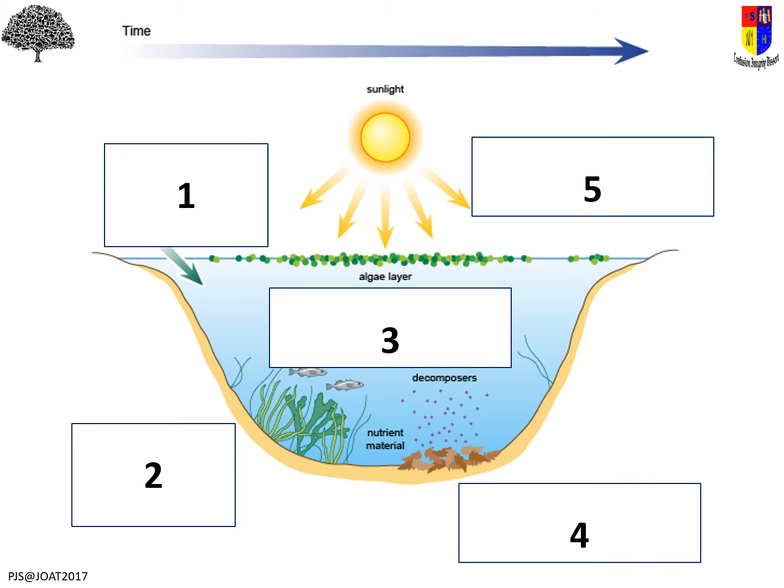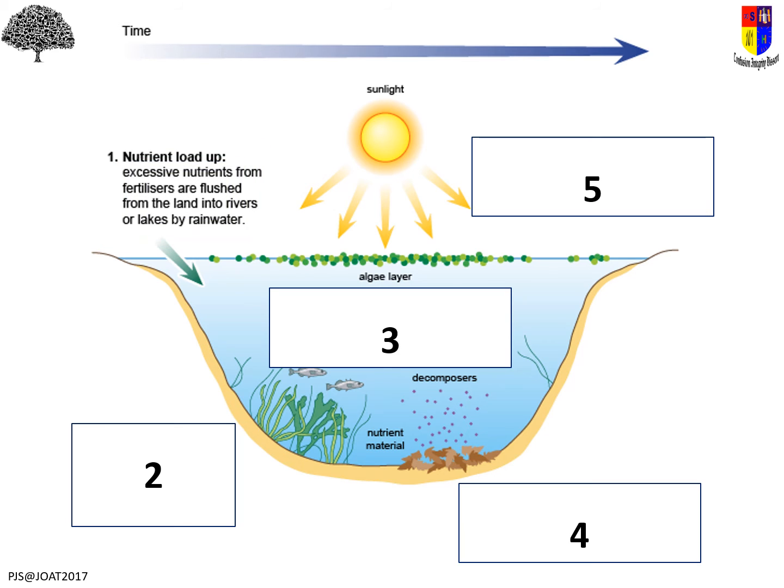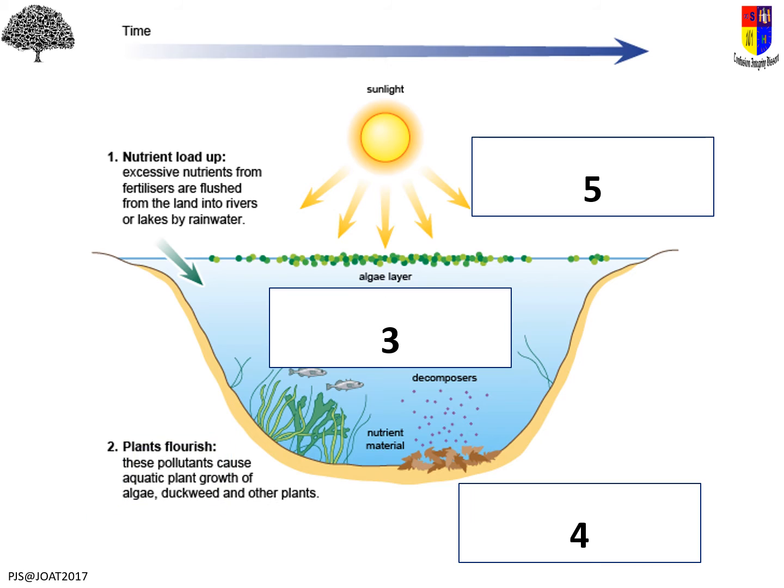Okay, so here we have a setup for what's happening with eutrophication. So this is what's happening over time. So first of all, what we get is excess nutrients. This is the fertilizers are flushed into the river. And so now we have a ton of what plants need. And the plants that grow fastest are single-celled plants, algae. And so the algae start to grow really, really fast.